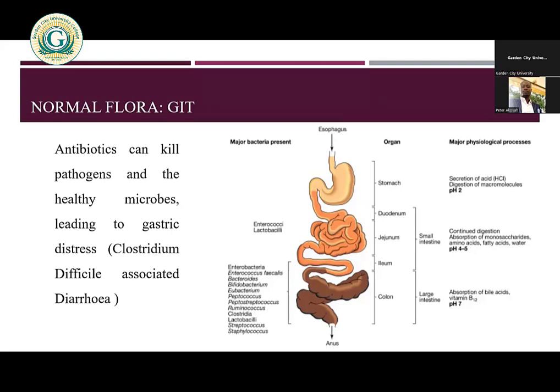This is so because as we go down the GIT, we see a change in the pH, moving from the acidic much more to the neutral and maybe to the basic ranges. The stomach has a pH of 2, so a lot of these microorganisms cannot thrive because of the high amount of acids. As we go down, we see the pH increasing to 4.5 and then to 7. The 7 is found in the large intestines, and here we see a lot of microorganisms.